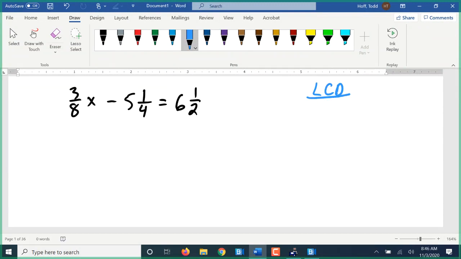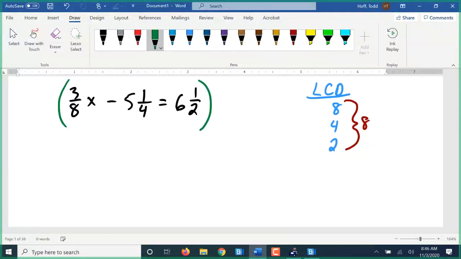We have denominators in this problem of 8, 4, and 2, which means the least common denominator is actually going to be the 8. All of those can be turned into 8s if we want them to. But rather than turn everything into an 8, we're just going to multiply the whole equation by 8, which means each piece is going to get multiplied by 8.